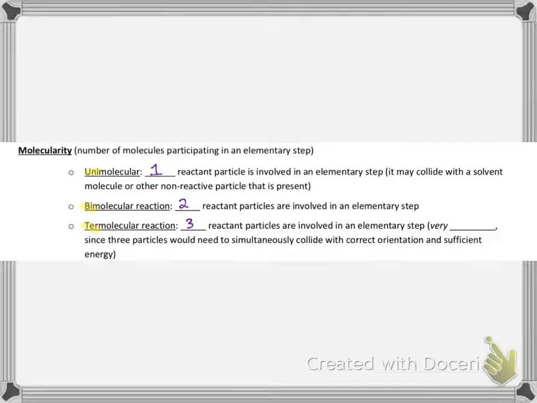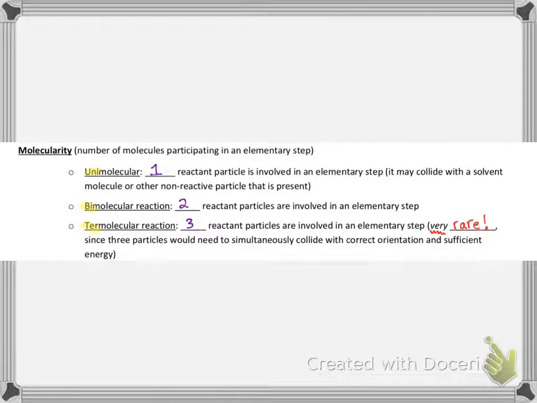It is very important to recognize that termolecular elementary steps are very, very rare. Because according to collision theory, if you had a termolecular elementary reaction, you would have three reactant particles that would have to simultaneously collide with the correct orientation and sufficient energy, and that just almost never happens. So you are expected to know on an AP test, if someone says, hey, I think that this might be a termolecular elementary step, should that be true? You're expected to be able to go, no, that's not going to happen. That's super rare.